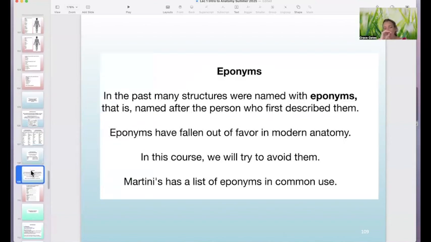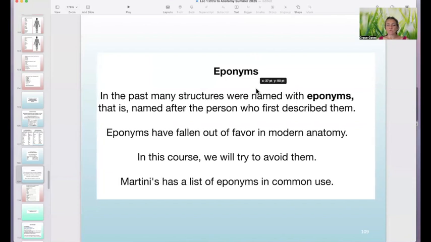Okay, and then finally, eponyms. In the past, many structures in the body were named with eponyms, which means that they were named after the person that first described them. Now, eponyms have fallen out of favor in modern anatomy, and in this course, we will try to avoid them. However, some eponyms are so familiar and seem to fit the structure so well that they're a little hard to get rid of. And sometimes I will use eponyms without particularly meaning to, because I learned eponyms when I was learning anatomy, and then you will probably pick up the eponyms from me, and we will continue to use eponyms longer than we meant to.